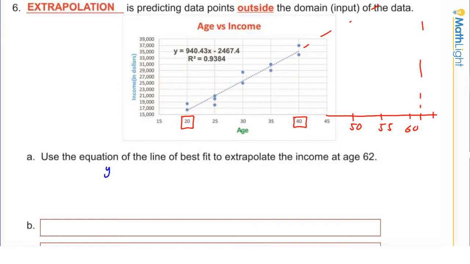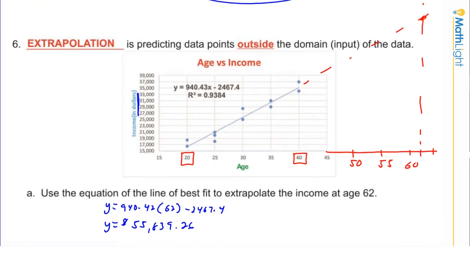Okay, are you back? So you took your equation, 940.43 times the input of 62 minus 2467.4. And when you ran the numbers, you should have gotten a y value of $55,839.26. Now this was a straight conversion because our income, notice, is in dollars.